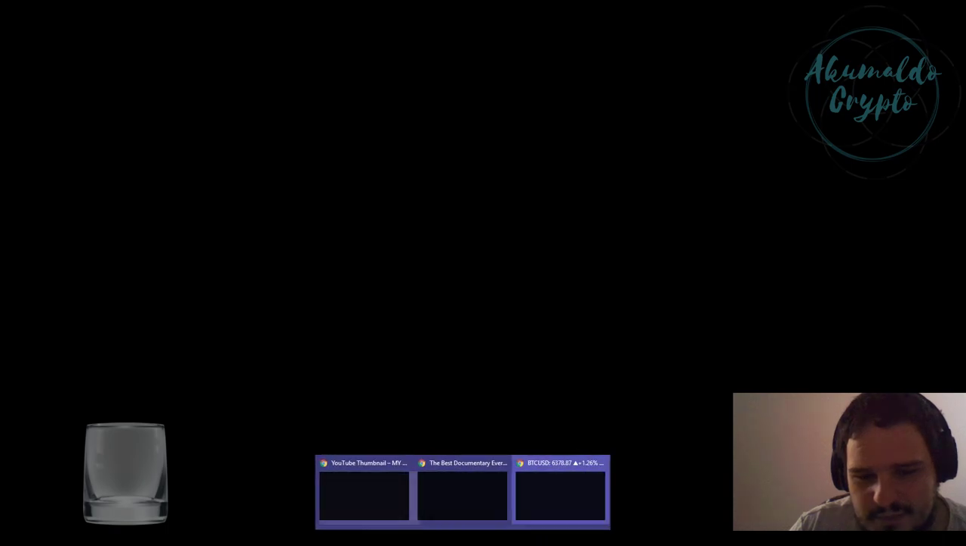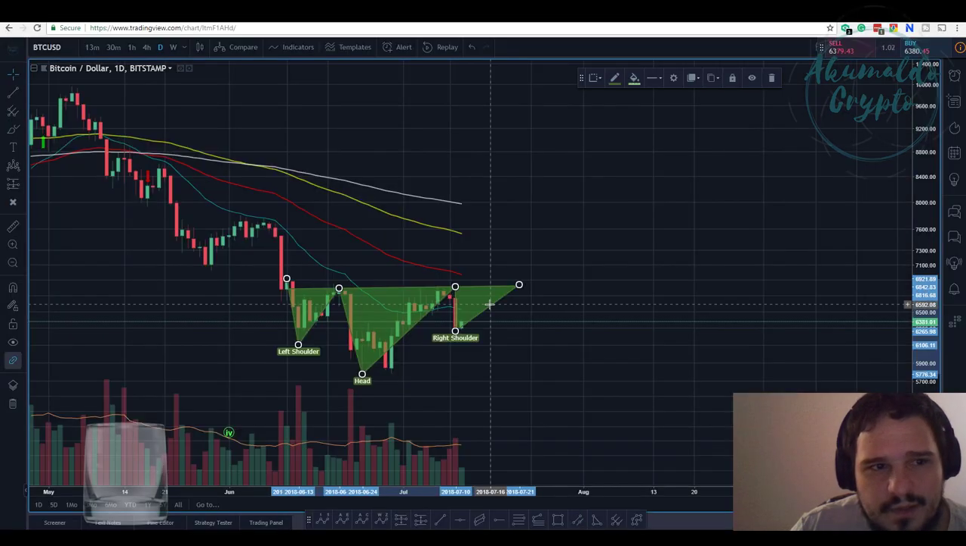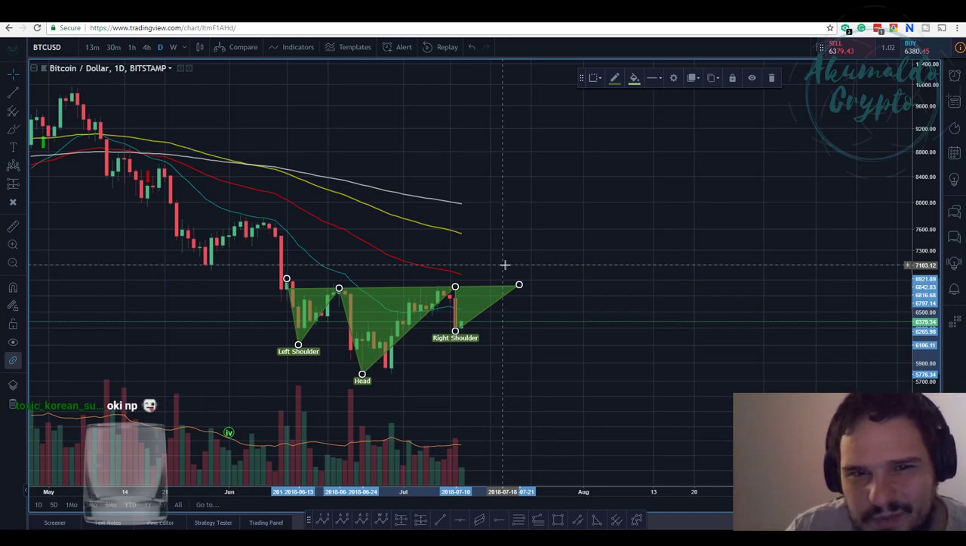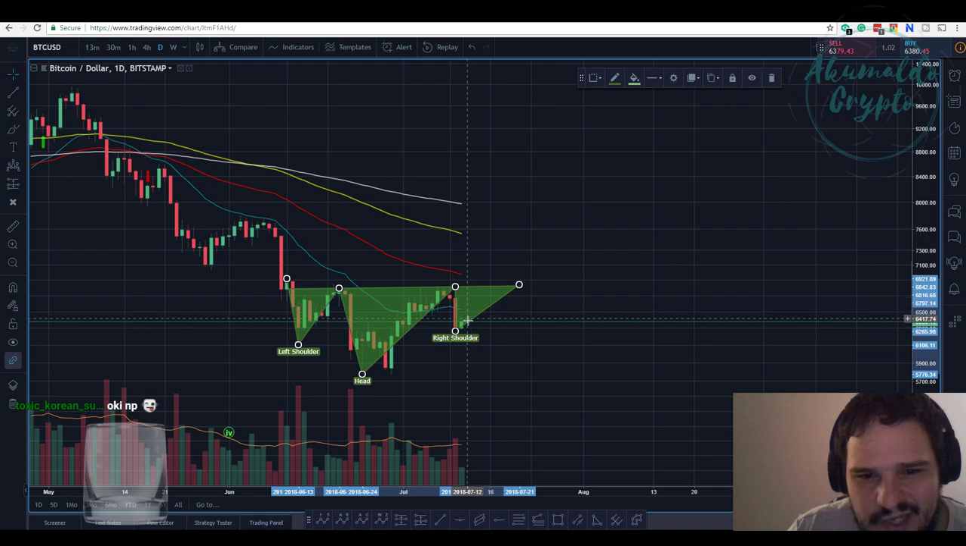And I have a blank screen now. Something happened. What the heck? Bitstamp. Come on. So sorry, guys. A blank screen for a couple of seconds there. Yeah.